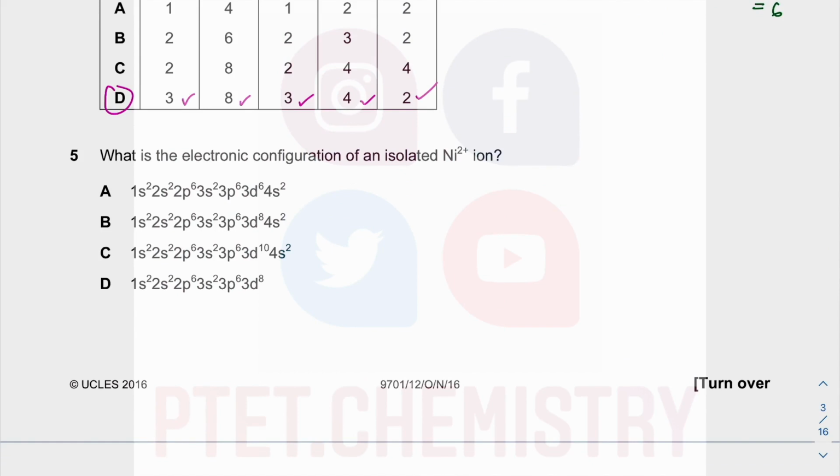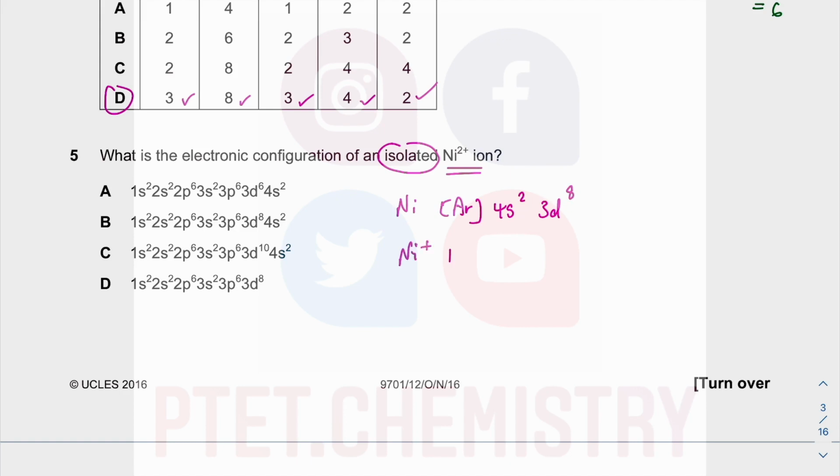So number 5, what's the electronic configuration of an isolated nickel 2+ ion? We start from nickel, for example. There's argon, there's your 4s2, so potassium and calcium. Go across your 3d and you get 3d8 because you're in group 10. So you've got 4s2 and then 3d8 to reach nickel.